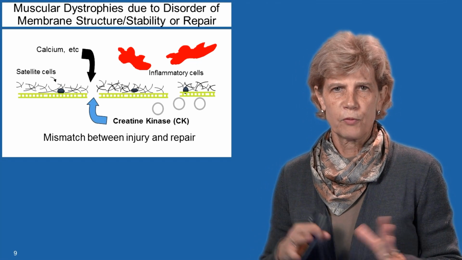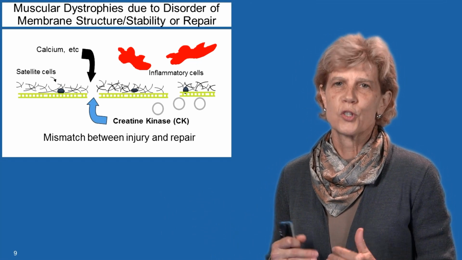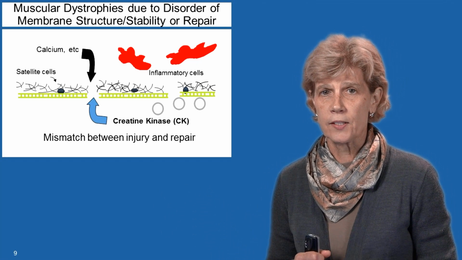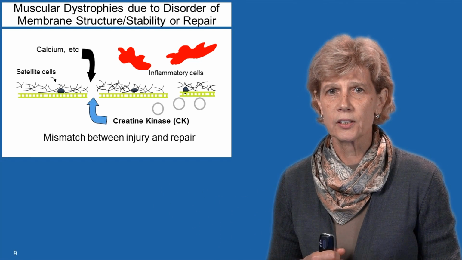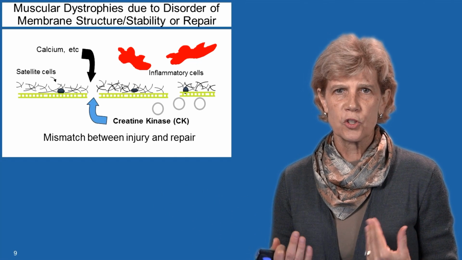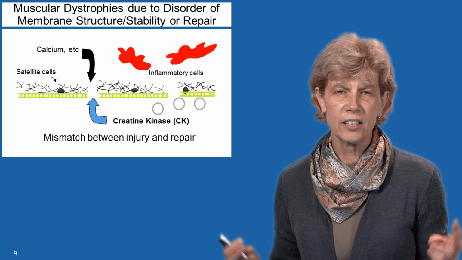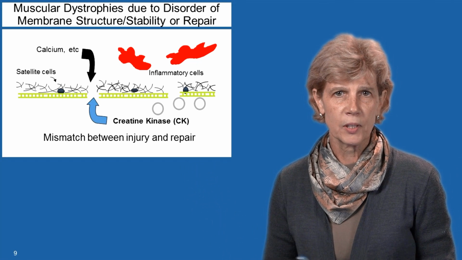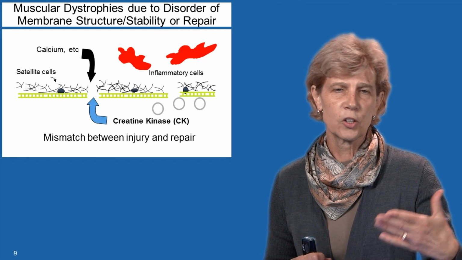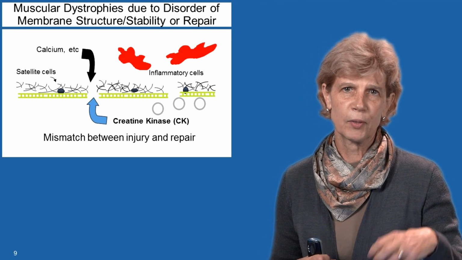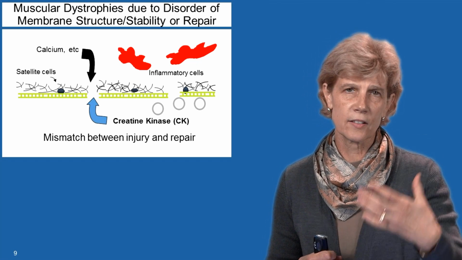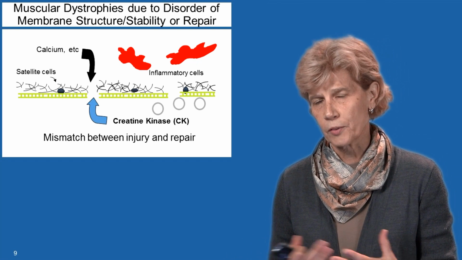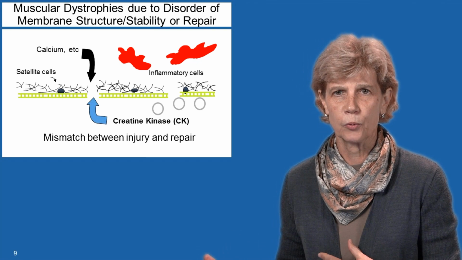So I'm going to focus now on muscular dystrophies due to disorders of membrane stability or repair. And Duchenne muscular dystrophy fits into this category. This is the way I think about it. When there is a mismatch between injury and repair, either because the muscle cell membrane is weak or because the cell has a defect in the repair mechanism, the CK, or creatine kinase, which is normally primarily found inside the cell, leaks out, calcium and other bad stuff leaks in, and the muscle cell is injured. Over time, this becomes permanent, and you develop permanent weakness.